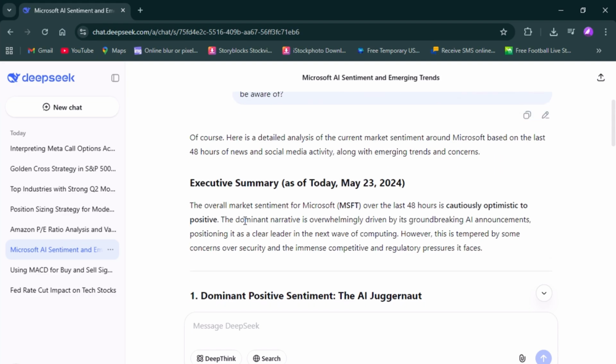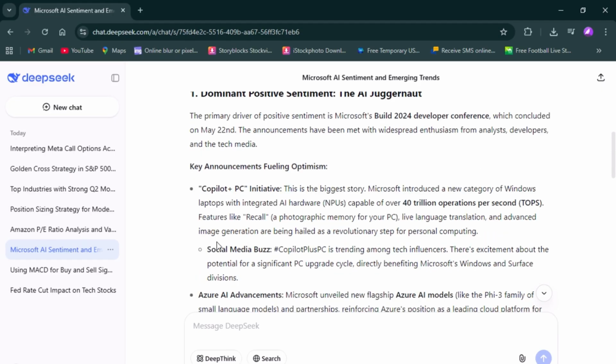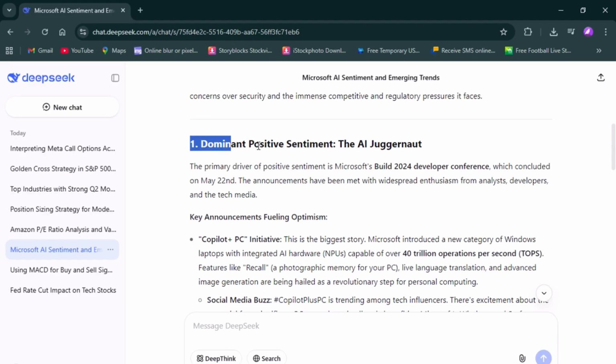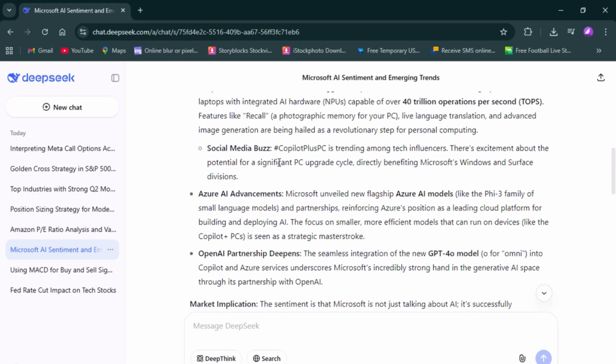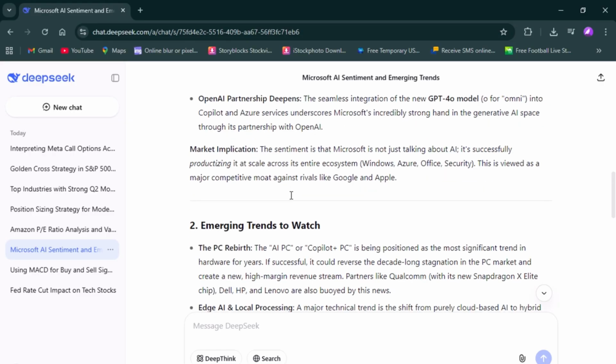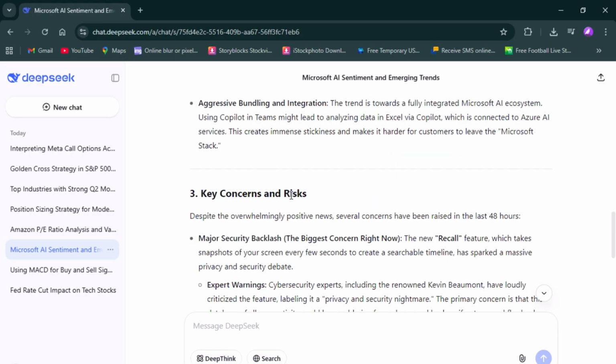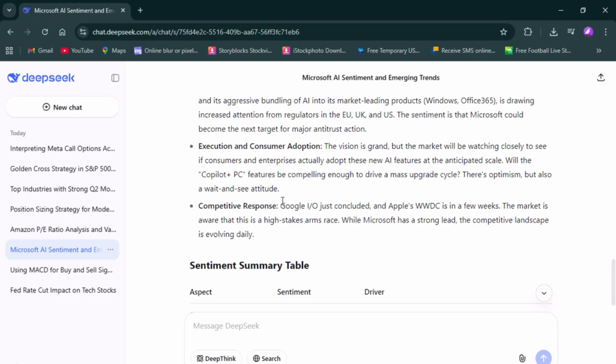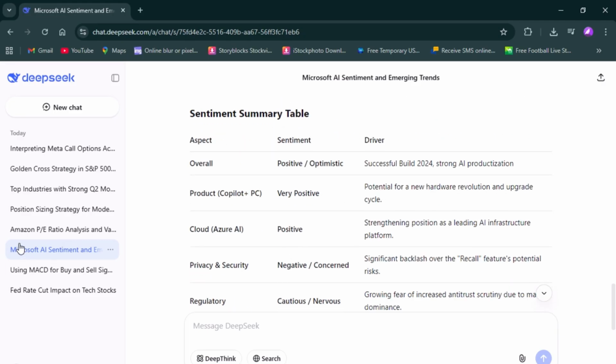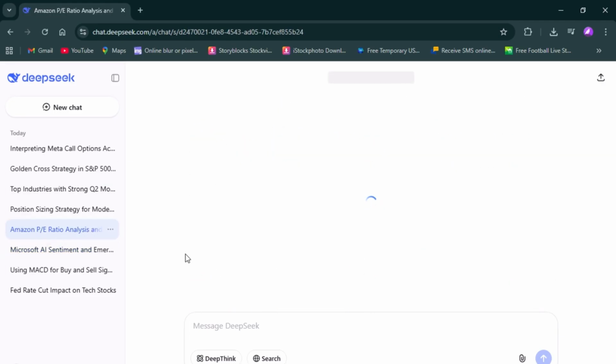This helps you understand whether the general mood is bullish or bearish, which can be an important factor in your decision-making process. DeepSeek can also help you track sentiment changes over time, allowing you to spot shifting market perspectives before they become widely recognized. For fundamental analysis, DeepSeek truly shines.